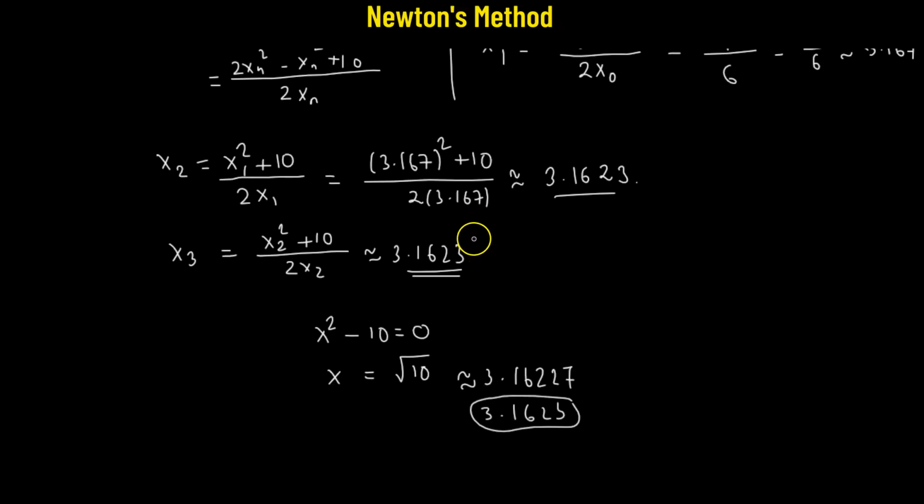So Newton's method is a very powerful method which gives us a very good approximation. That means it's going to be closer and closer to the actual value the more iterations that we take. So see you in the next class.